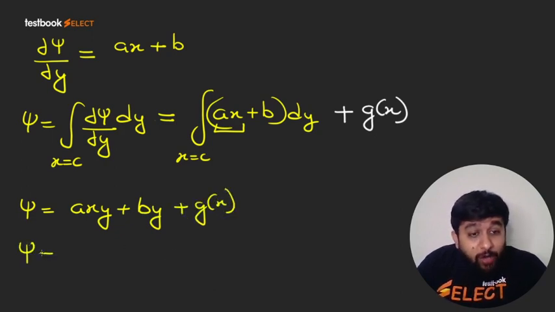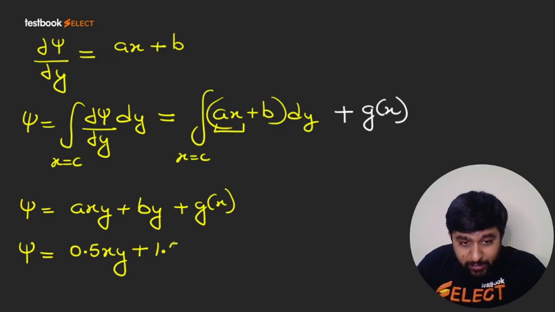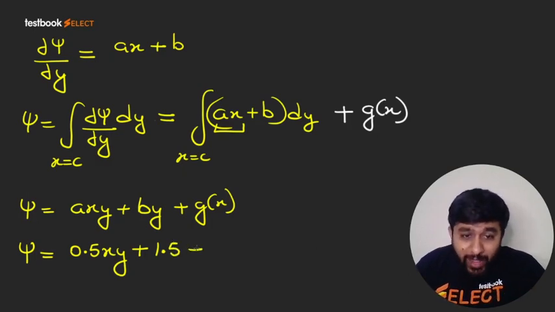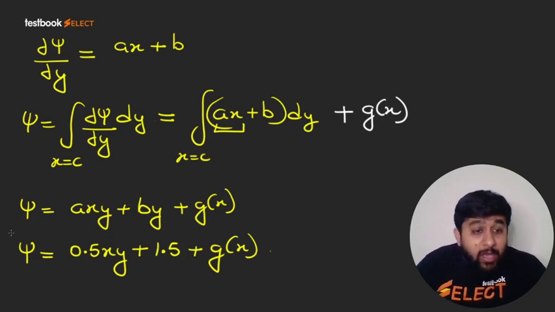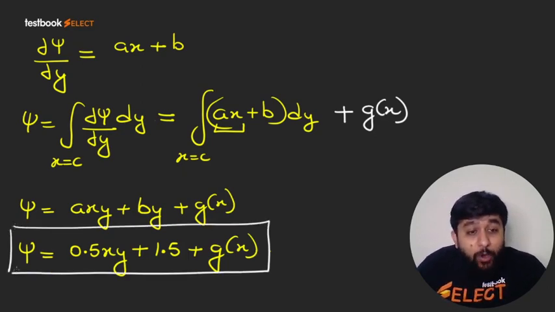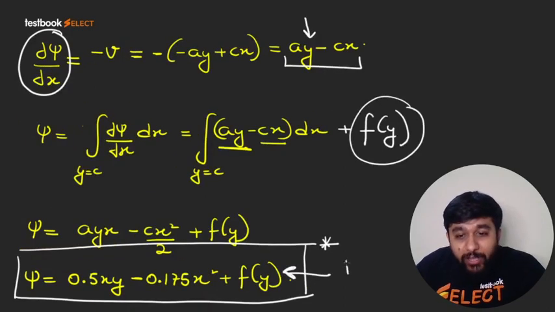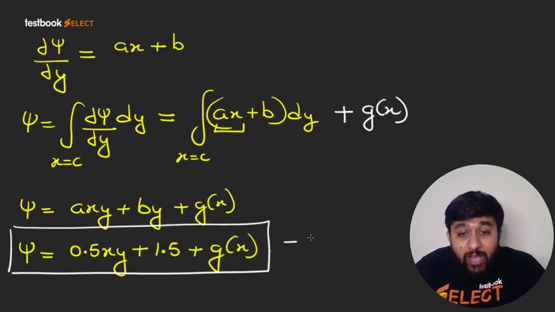Now what is the value of a? It is 0.5. So this will become 0.5 xy. And what is the value of b? It is 1.5. And then there is a pure function of x. But again, I do not know what this pure function of x is. Now this was our equation 1. This was our equation 2.